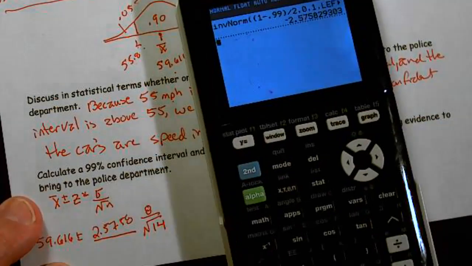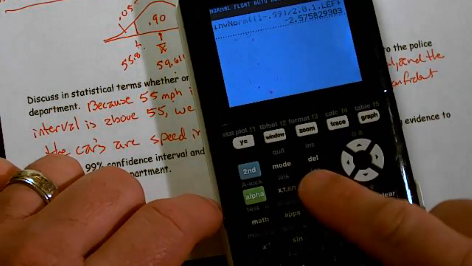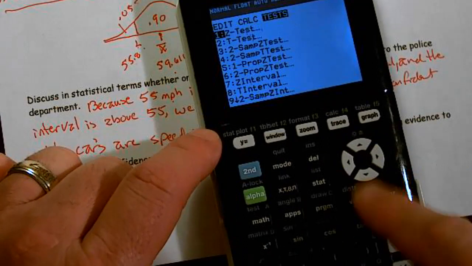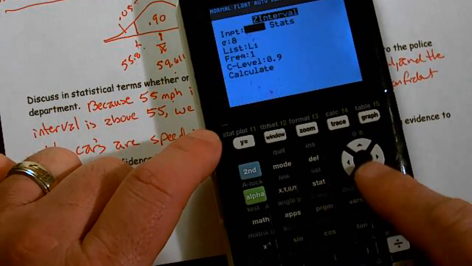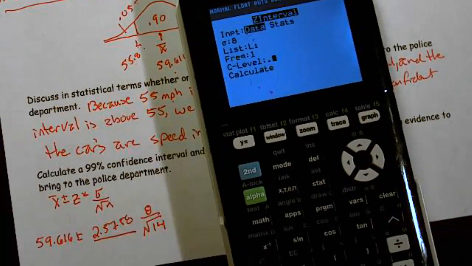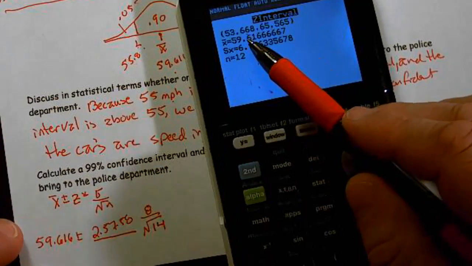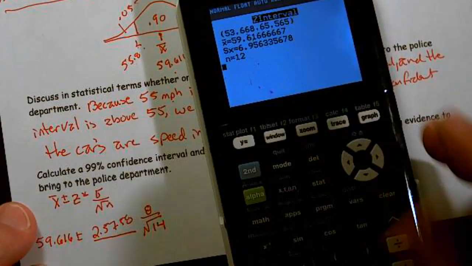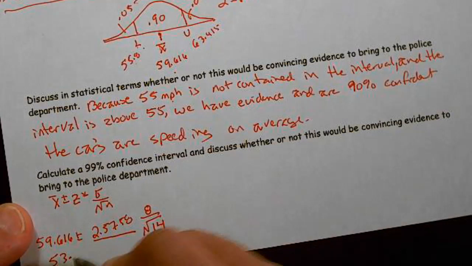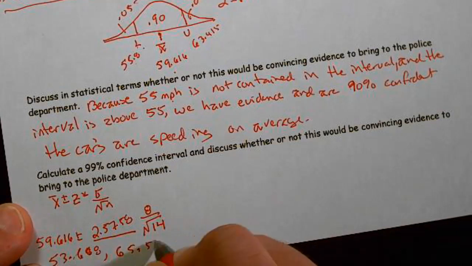And now I'm going to go ahead and do my confidence interval. So I'm going to go stat, test, number 7, which is Z interval. And everything is going to stay the same, except I'm going to change my confidence level to 0.99. And it goes from 53.668 to 65.565.